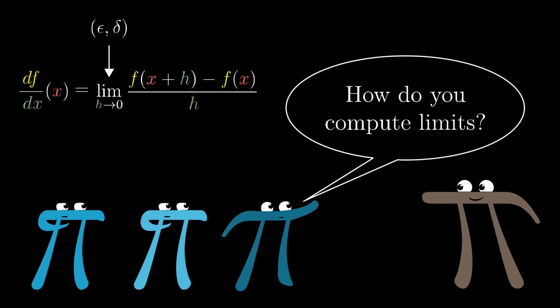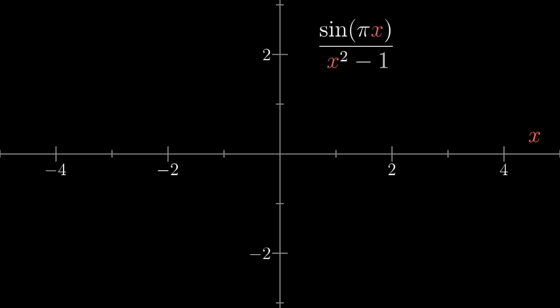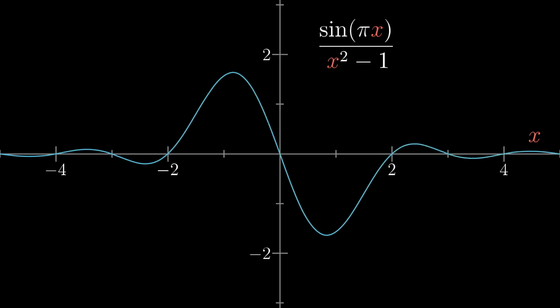For instance, let's say for some reason you were studying the function sine of pi times x divided by x squared minus 1. Maybe this was modeling some kind of dampened oscillation. When you plot a bunch of points to graph this, it looks pretty continuous.